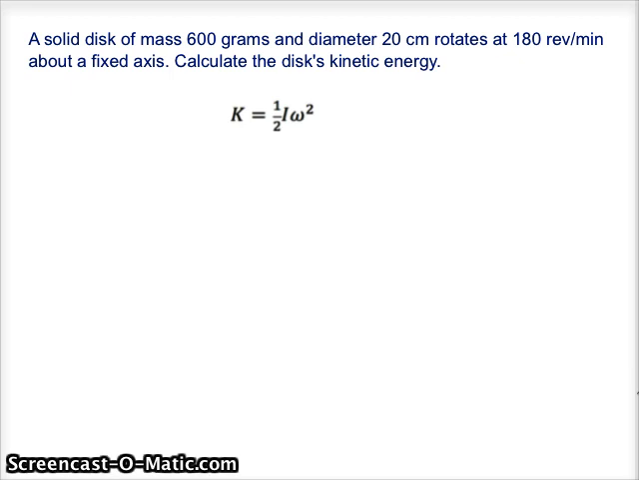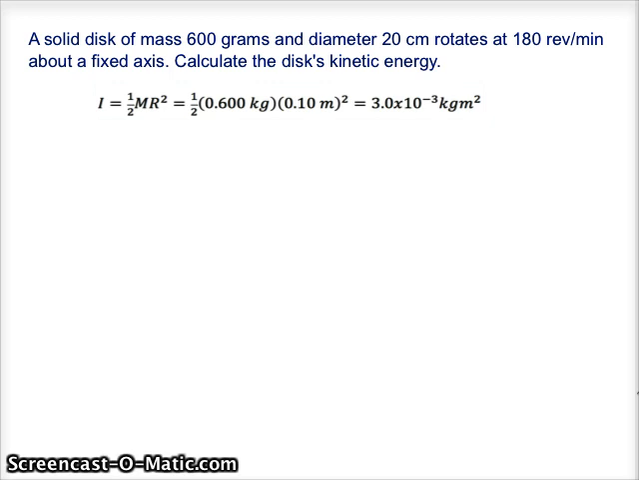So there's a few things that we'll need to do to prepare the information for substitution into this formula. For one thing, we are going to need the value of I because it doesn't really specifically say this, but the fixed axis, let's assume, is through its center point like it usually is. And so our formula for I would be 1/2 mr squared.